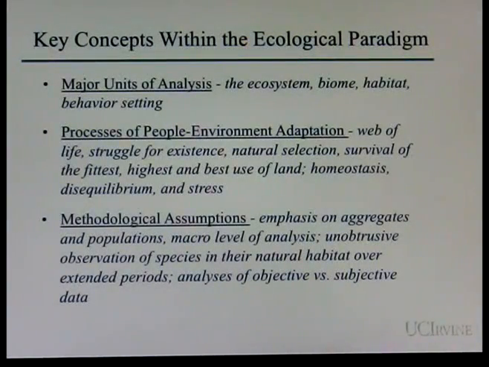And then there's the idea of homeostasis or equilibrium, that people and environments try to achieve a kind of equilibrium with their surroundings. In addition to these conceptual ideas, there are also methods and metrics that social ecologists tend to use, or ecologists of any stripe for that matter. Generally, there's an emphasis on aggregates or populations and the macro level of analysis.